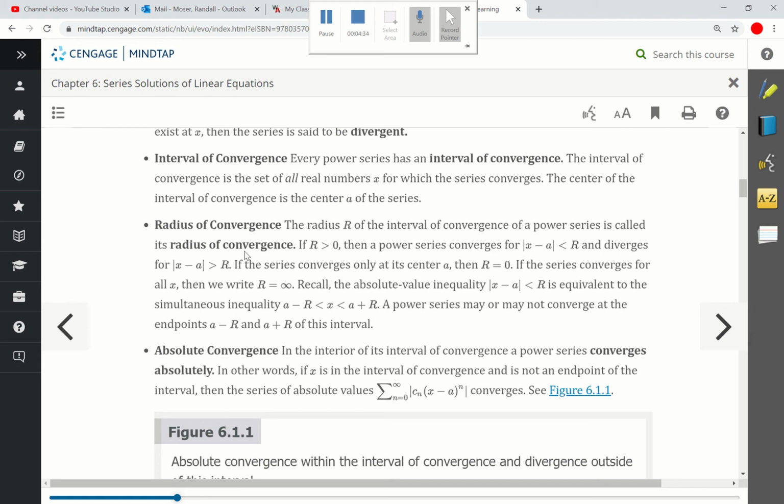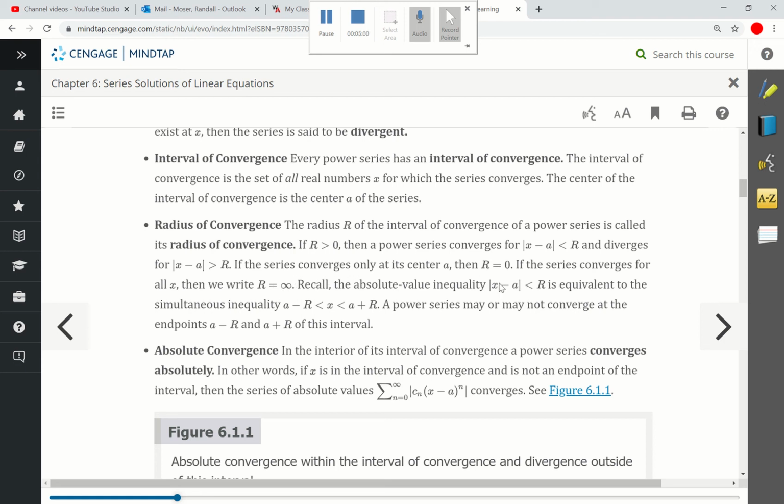It may be the case that the series only converges at its center, in which case it would only converge for the x value x equals a. Then we would say that it has a radius of convergence equal to 0. If the series converges for all values of x, then we would say that the radius of convergence is positive infinity, because it will converge for all real numbers.